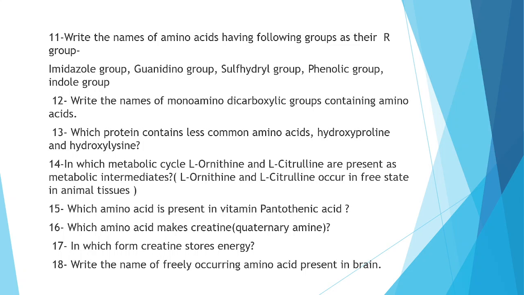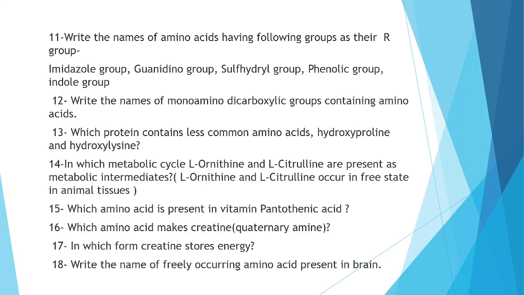Then again, questions: write the names of amino acids having following groups as their R groups: imidazole group, guanidino group, sulfhydryl group, phenolic group, and indole group. Write the names of monoamino dicarboxylic groups containing amino acids. Which protein contains less common amino acids, hydroxyproline and hydroxylysine? In which metabolic cycle L-ornithine and L-citrulline are present as metabolic intermediates?